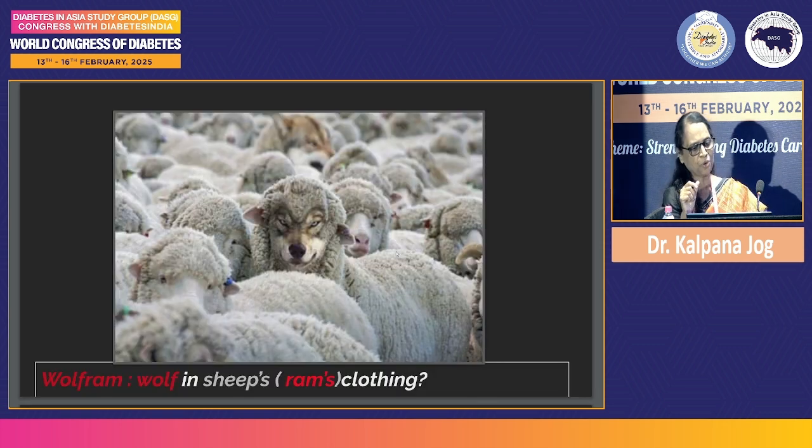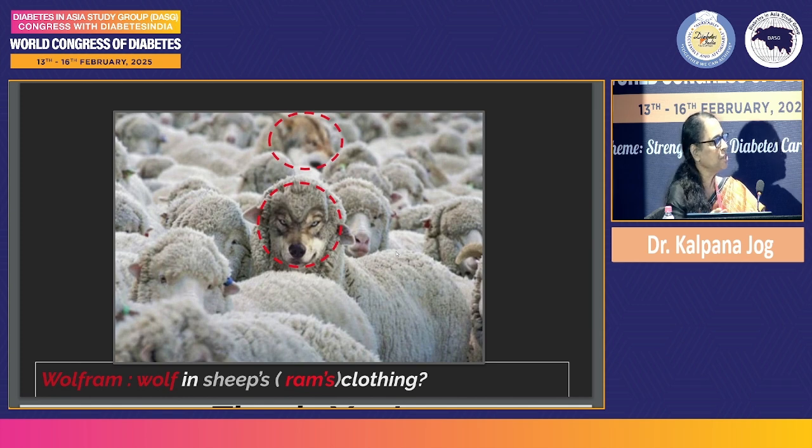So for me, I always say that Wolfram syndrome's analogy is like a wolf in sheep's clothing, and for the namesake, we'll say wolf in a ram's clothing, okay? And don't miss the obvious one, and definitely be vigilant for that which is not very obvious.